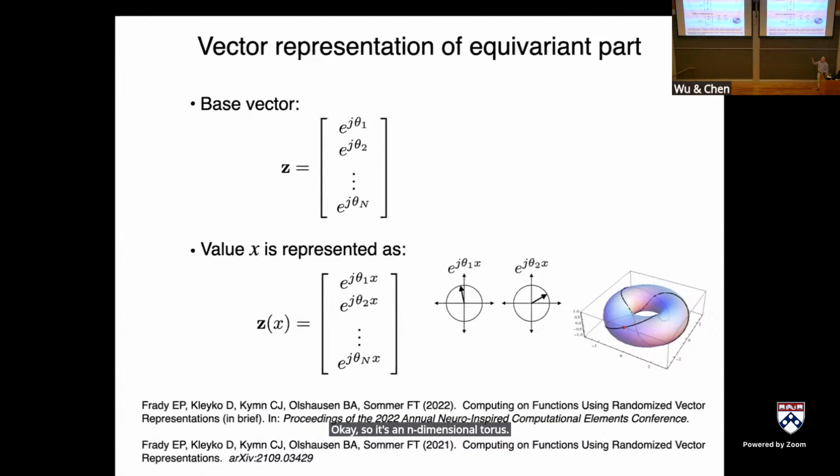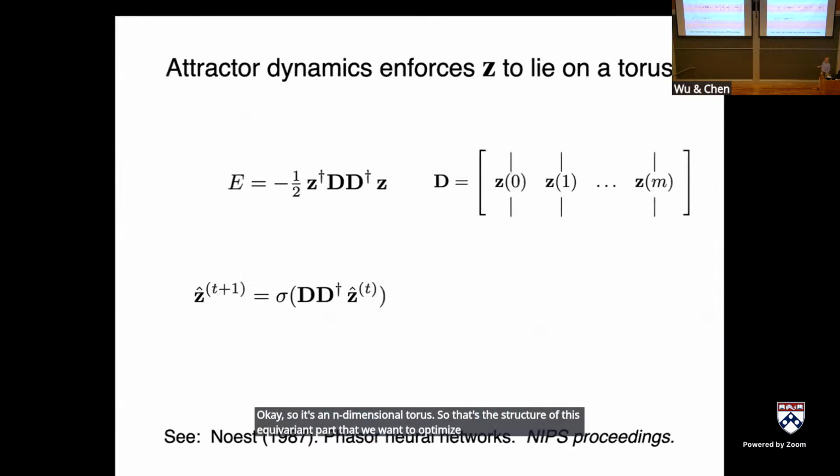So that's the structure of this equivariant part that we want to optimize, that we want to factorize out of the data. And the way we're going to enforce that it lies on the manifold, on the torus, is by an attractor neural network. You can formulate an energy function for this system which keeps it on the manifold. And then the dynamics that do that are just shown here.